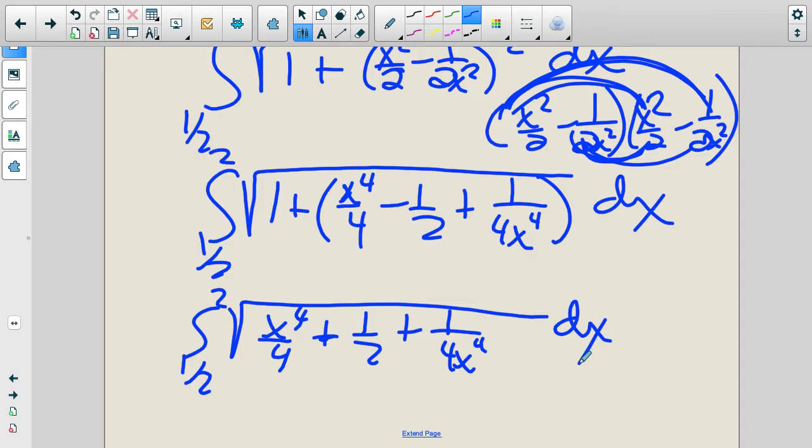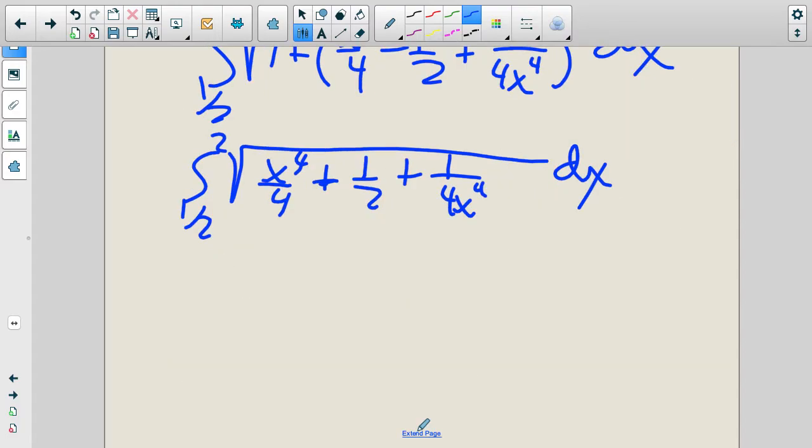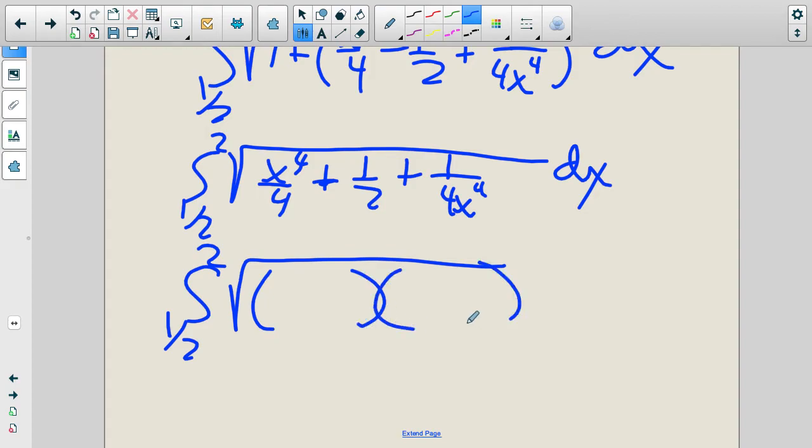All right, so I'm going to factor this. Notice that I put my constant in the middle on purpose because I think I'm going to create that. So I have the square root. I'm going to make this x squared over 2 plus 1 over 2x squared, trying to follow what just happened to me with the plus sign.